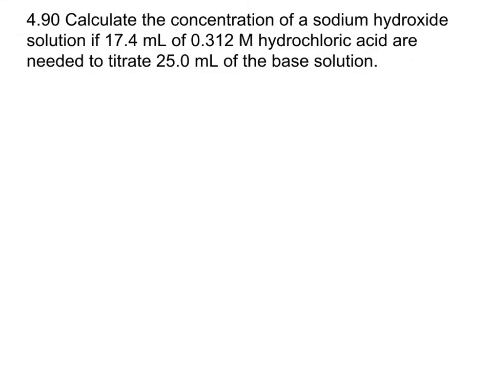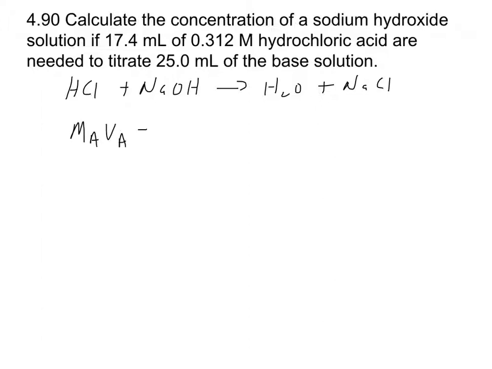All right, let's do another titration type problem. In 4.90, it asks us to calculate the concentration of a sodium hydroxide solution if 17.4 milliliters of 0.312 molar hydrochloric acid are needed to titrate 25.0 milliliters of the base solution. So, hydrochloric acid plus sodium hydroxide gives us water and sodium chloride. It's a 1-to-1 stoichiometry. Since it's a 1-to-1 stoichiometry, I can simplify this into MAVA is equal to MBVB.